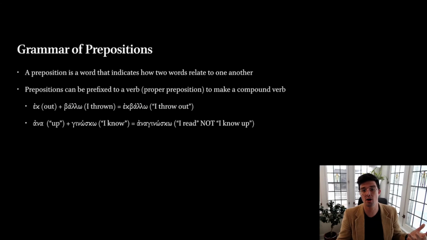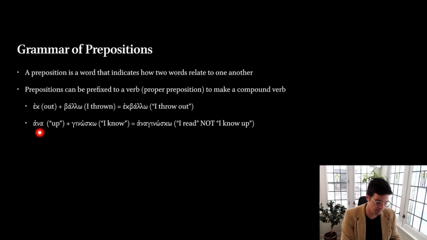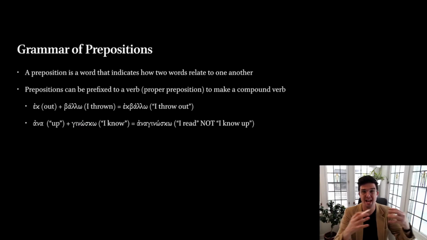But this is not always the case. The words don't always equal the sum of their parts. You can't necessarily assume that if you know what the preposition means and what the verb means, adding them together will give you the result. Even though ana means up and gnosko means know, when you add them to make anagnosko, it does not mean I know up. Rather, it means something totally different. It means I read.